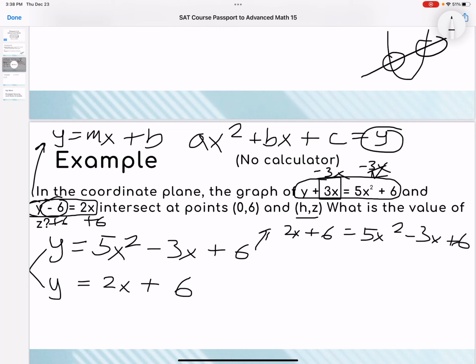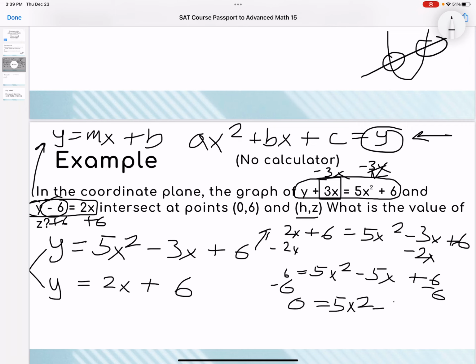All right, and now we want to bring everything to one side. We want to bring all the like terms to one side. So in order to do that, we'll go ahead and subtract 2x from each side. And we will get 6 is equal to 5x squared minus 5x plus 6. And the last step to getting basically a quadratic that equals 0, right? Because that's part of our standard form, typically it equals 0. We'll subtract 6 from both sides, and we'll be left with 0 is equal to 5x squared minus 5x.